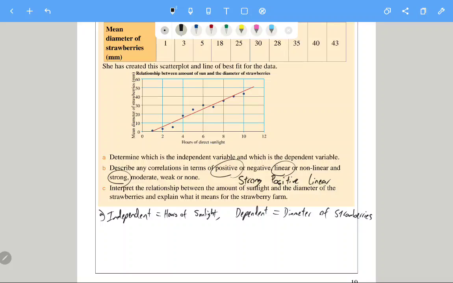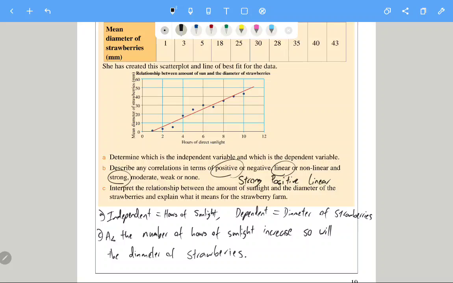Alright, that just leaves us with part C. So interpret the relationship between the amount of sunlight and the diameter of the strawberries and explain what it means for the strawberry vine. Well, it means that a positive relationship means that as one thing increases, so does the other. Therefore, as the hours of sunlight increase, so too will the diameters of the strawberries get bigger. And because it's strong, it means that these are greatly affecting each other, where these are very strongly correlated. Alrighty, so we can clearly say that there is quite a strong relationship between these two variables here.